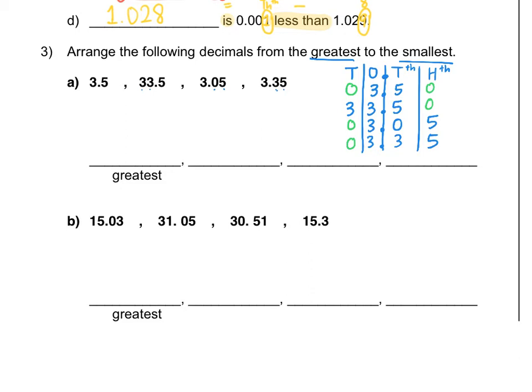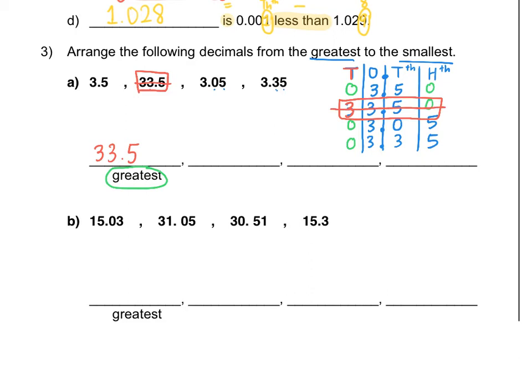Okay, so let's compare, focusing on the greatest first. We need to start from the greatest place value, which is the tens place. So compare the digits in the tens place, which is the greatest number? Digit 3. So we have found our greatest decimal, that is 33.5. Do I write a 0? No, I don't, because in the question there is no 0. So 33.5 gone. Okay, after we write, we cancel.